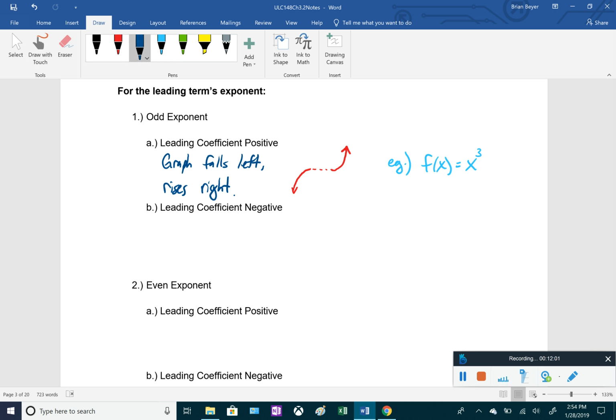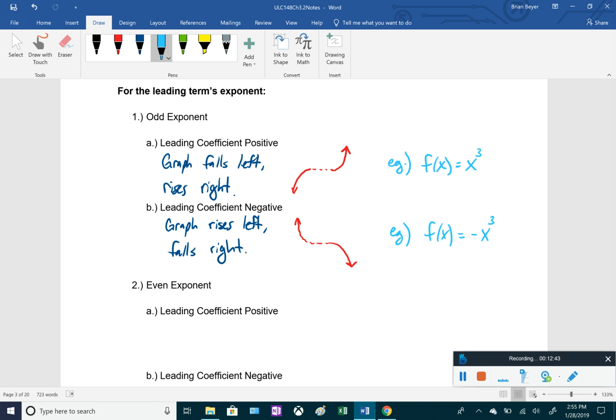Okay, the next case is if we have a leading coefficient that's negative. So odd exponent, leading coefficient that's negative. That means the graph is going to rise left and fall to the right. So it's pretty much just the opposite of what we just did. It's going to look something like this, where it rises to the left, dotted line for something happening in the middle, and then it falls to the right. An example for this might be f of x equals negative x cubed. So we can see the negative out front, negative coefficient, odd exponent, so it would look something like that at the ends.